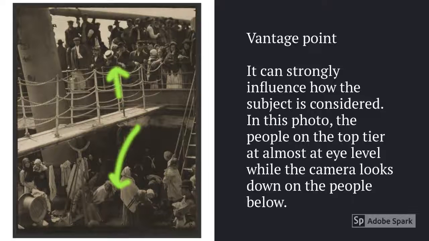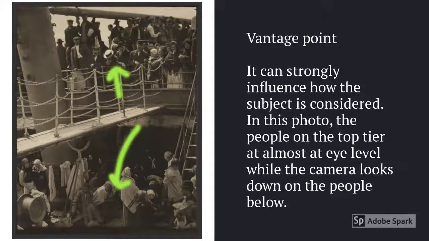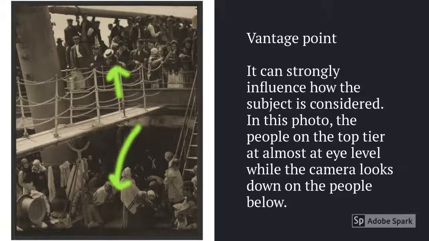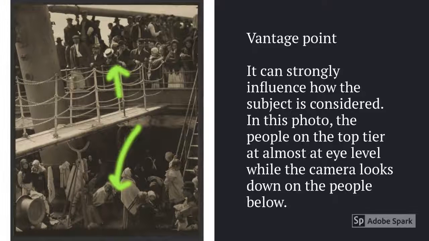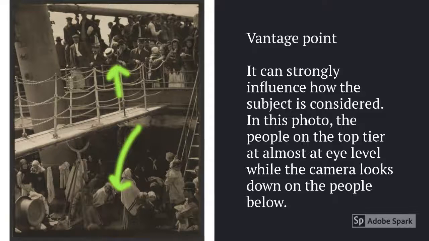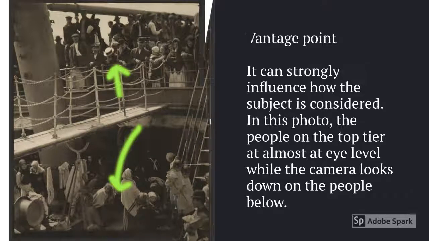And lastly, let's talk about vantage point, where the camera was pointed when the image was created. Where did the photographers stand, and what did they want to say by either looking up at the subject or looking down? In this case, it strongly influenced how the subject is considered. People on the top tier are almost at eye level, while the camera looks down on the people below.